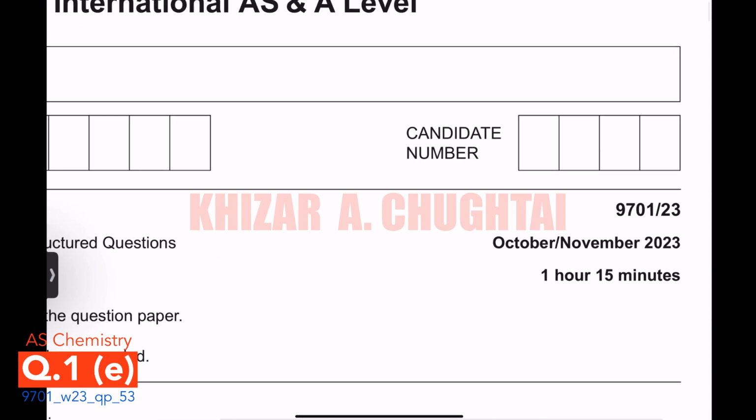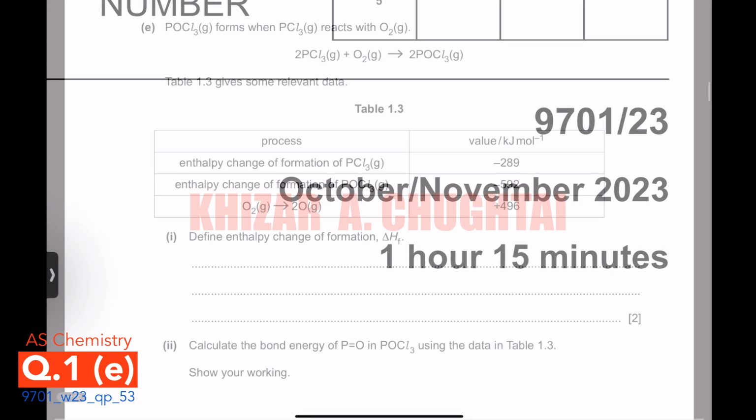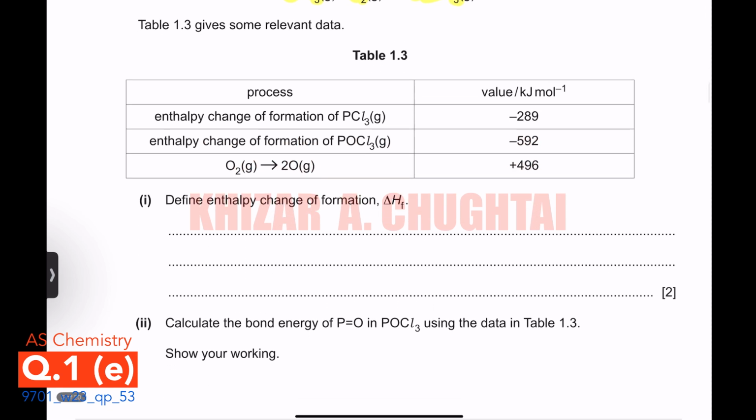I'm going to solve question number 1, part E, October-November 2023, 2-3 variant. POCl3 gas forms when PCl3 gas reacts with oxygen, O2 gas. Here is the equation. 2 mole of PCl3 is going to react with 1 mole of O2 to give 2 mole of POCl3. Table is given.